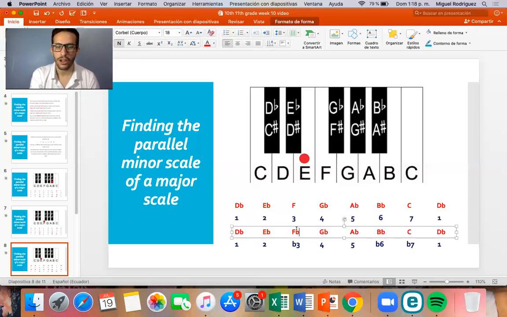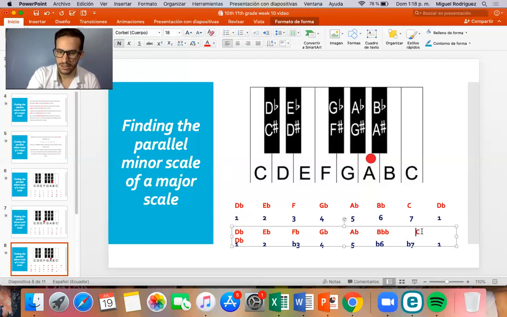Okay, moving on. The 4 doesn't change, 5 doesn't change, the 6th. Here we have B flat on the 6th. So we put the red dot in B flat, right here. And we go down a half step. Now it's not going to be A because it has to be a form of B. So the only form of B that can be right here is going to be B double flat. Okay? B double flat. Let me rearrange this.